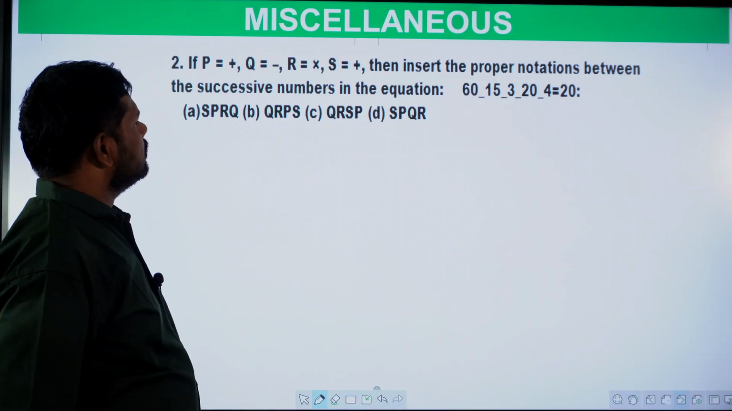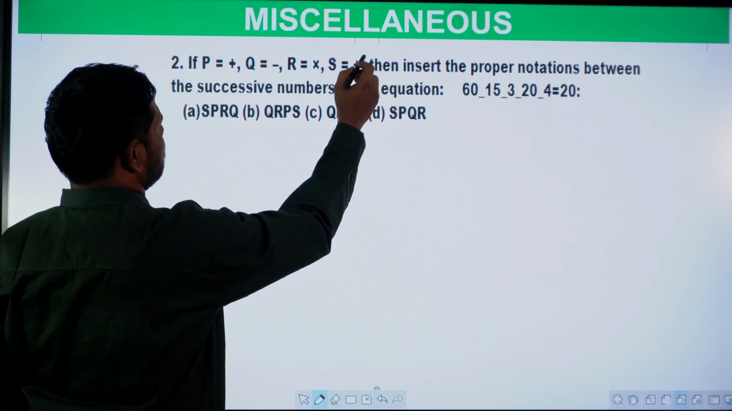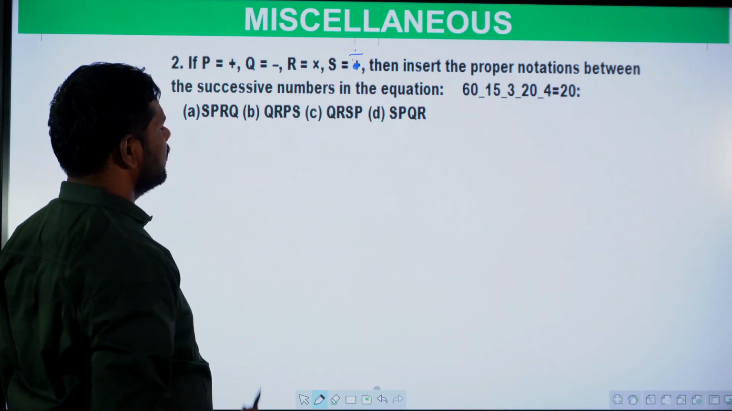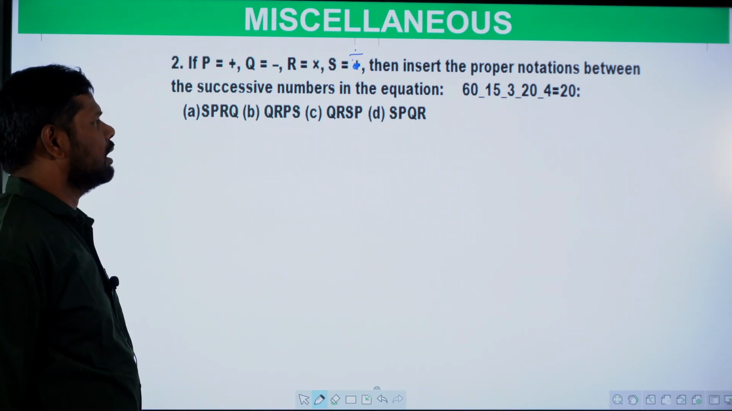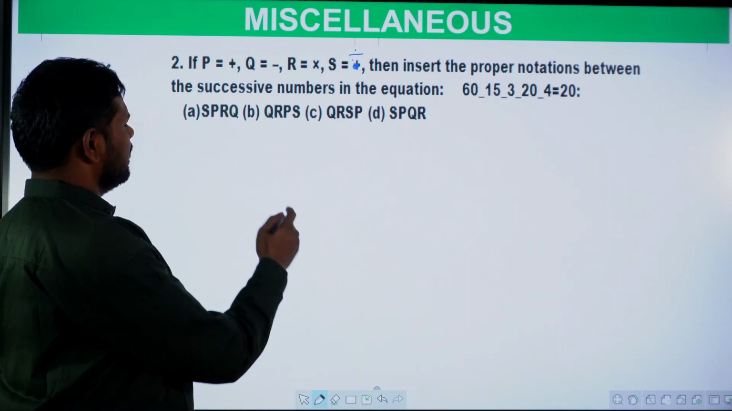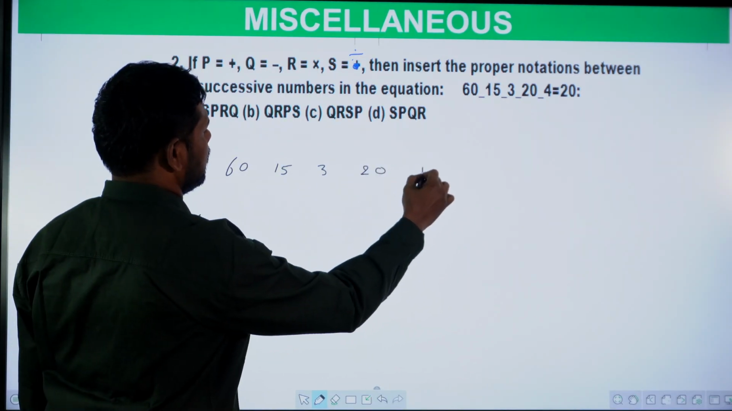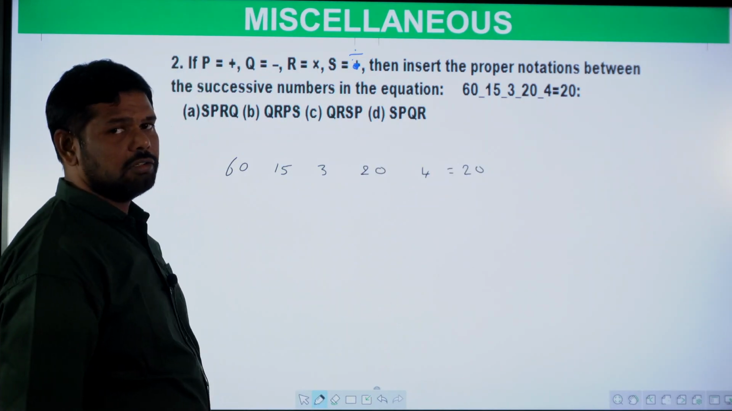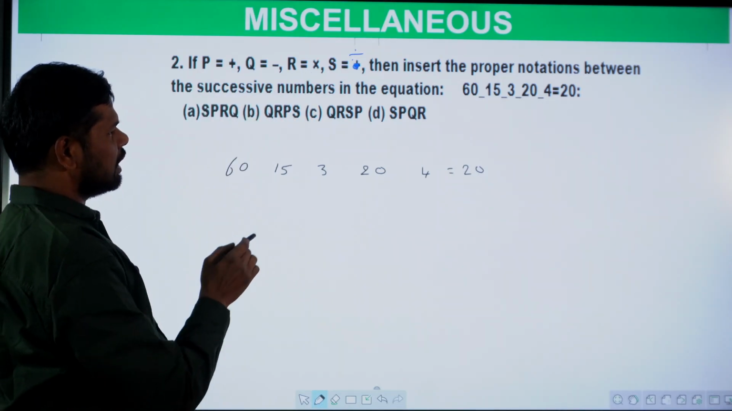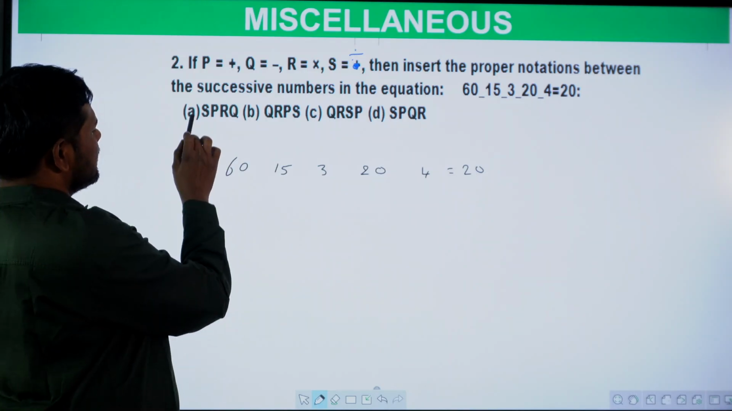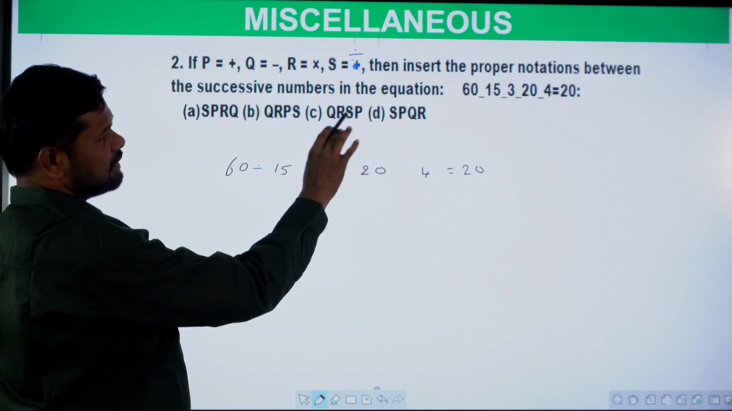if P equals plus, Q equals minus, R equals into, S equals divided by, then insert the proper notations between the successive numbers in the equation. So the given numbers are 60, 15, 3, 20 and 4 equals 20. That is the value given. P, Q, R, S are symbols, and you go through the options only. S means divided by, and one condition is there, the notations between successive numbers in the equation.